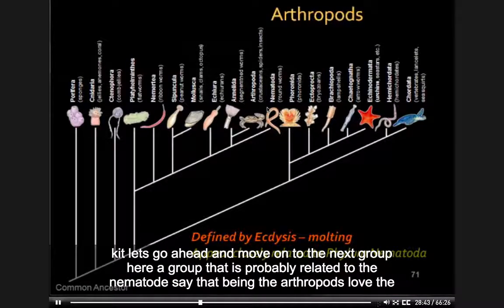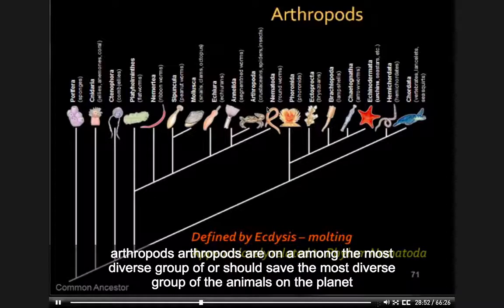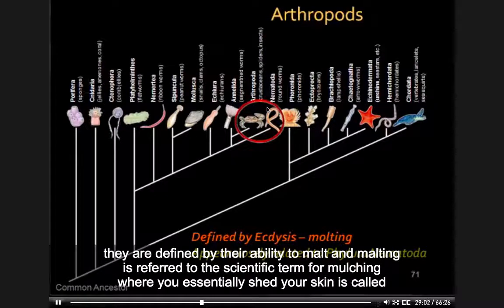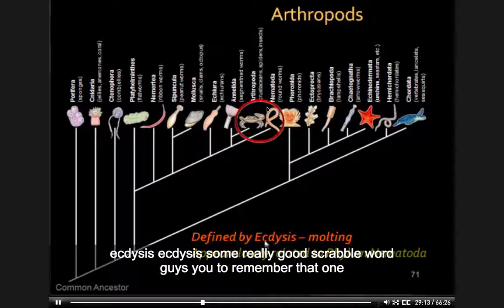Okay, let's go ahead and move on to the next group here, a group that is probably related to the nematodes, that being the arthropods. Love the arthropods. Arthropods are among the most diverse group of, or I should say, the most diverse group of animals on the planet. They are defined by their ability to molt. And molting, where you essentially shed your skin, has the scientific term ecdysis. Ecdysis. It's a really good Scrabble word, guys. You should remember that one.